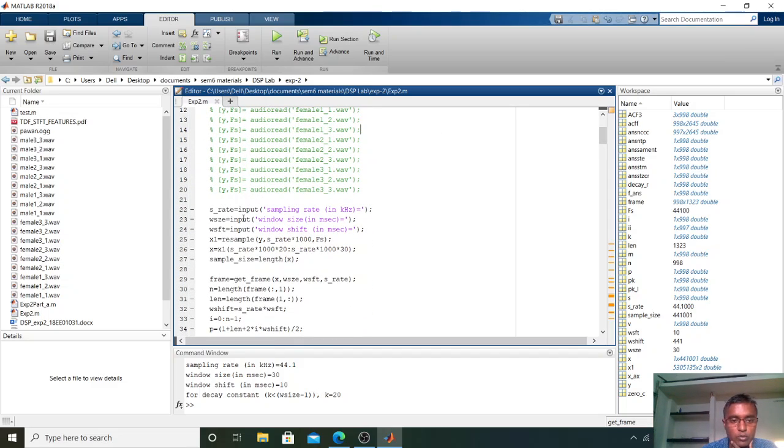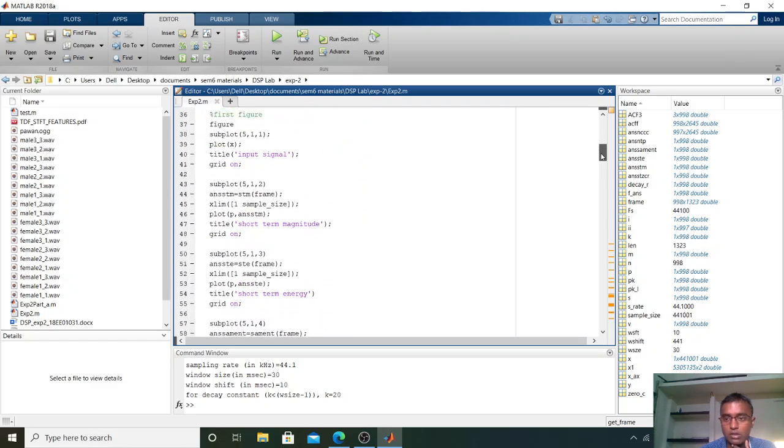After that I am taking input from the user: sampling rate, window size and window shift. This one I am taking in kilohertz, this one in milliseconds, and this one also in milliseconds. After that I am resampling my database y, which means I am resampling to the required sampling rate given by the user. After that I am taking just a 10-second interval for analyzing everything. After that I am taking the sample size, which is the total number of elements in our input matrix.